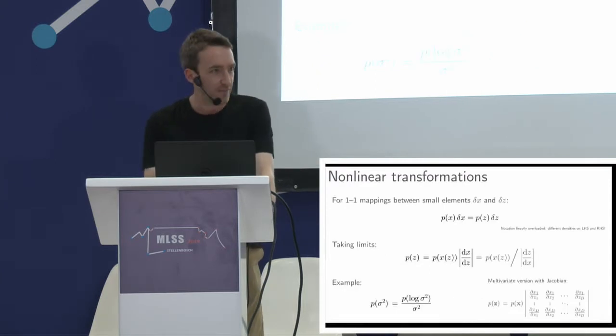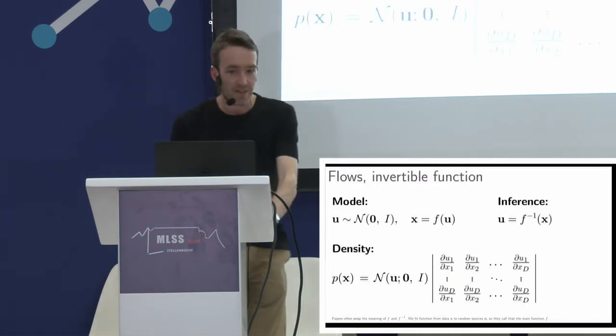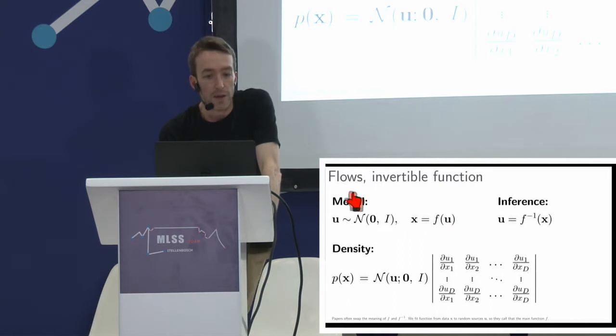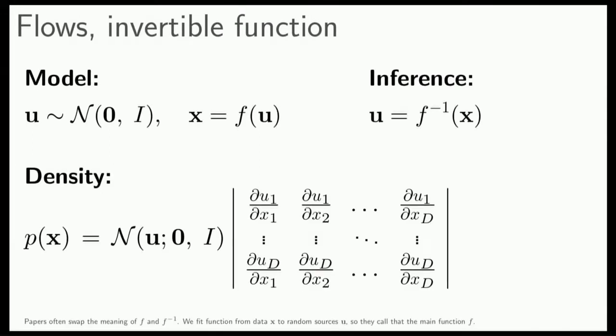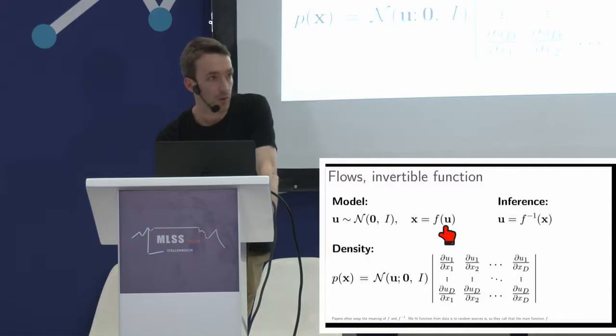So I've got a slide of maths of how that works. Here's the answer. For a flow, which is an invertible function, we're going to create our data using an invertible function of our noise, so that given our data, we could just invert that function and work out what noise generated it.